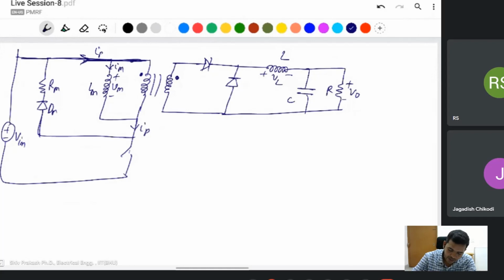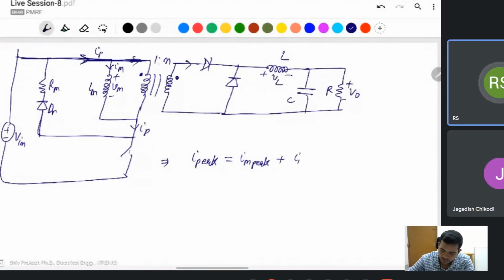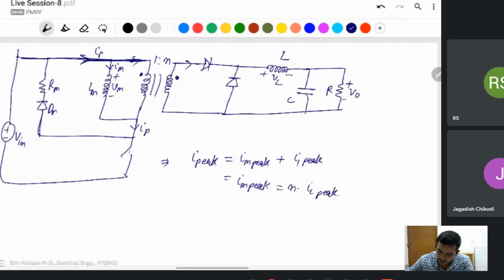As for the peak current IP, IP peak is equal to IM peak plus this current. This current is the same as ID1 reflected to the primary side. Sir, that is N times IL, right? The current flowing through, yes, reflected current, N into IL peak.